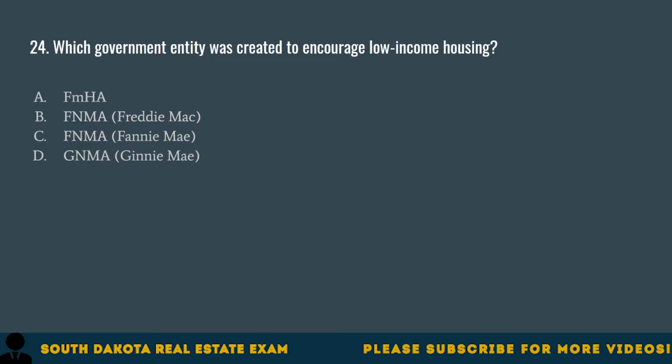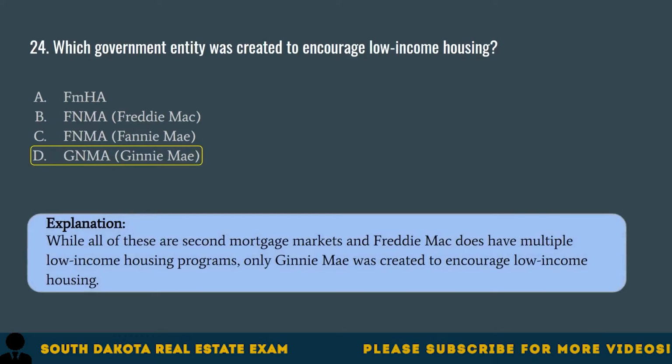Question 24. Which government entity was created to encourage low-income housing? A. FMHA. B. FNMA, Freddie Mac. C. FNMA, Fannie Mae. D. GNMA, Ginnie Mae. The correct answer is D. GNMA, Ginnie Mae. While all of these are second mortgage markets and Freddie Mac does have multiple low-income housing programs, only Ginnie Mae was created to encourage low-income housing.